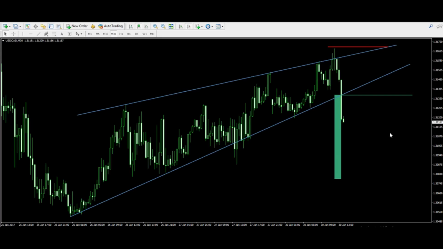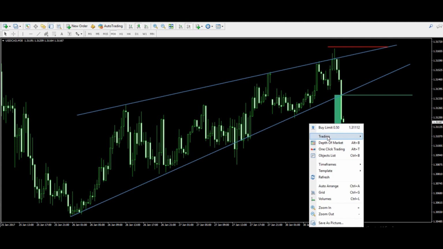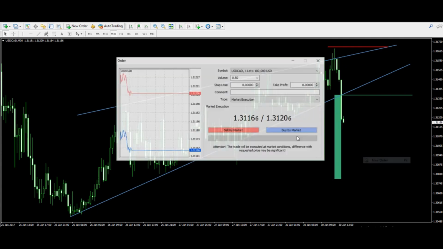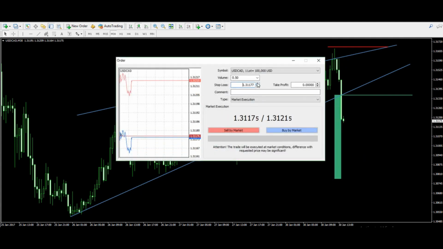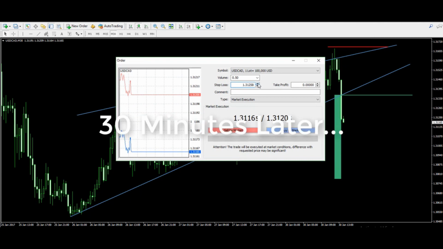Okay, we're back with the 30-minute chart of the American dollar, Canadian dollar. As we see, the price action broke the lower level of the wedge, which is the reason why we intend to open a short trade, placing a stop loss order at the level of the red horizontal line we applied at the highest part of the wedge.